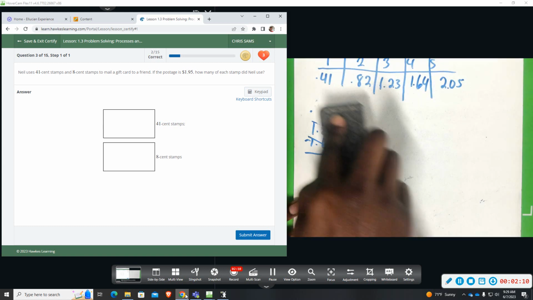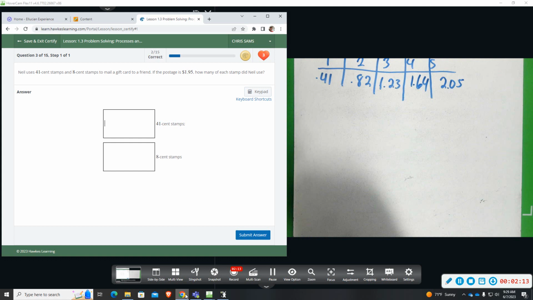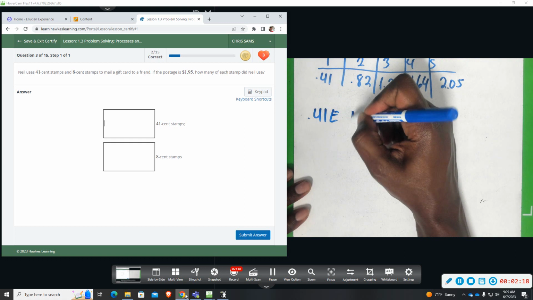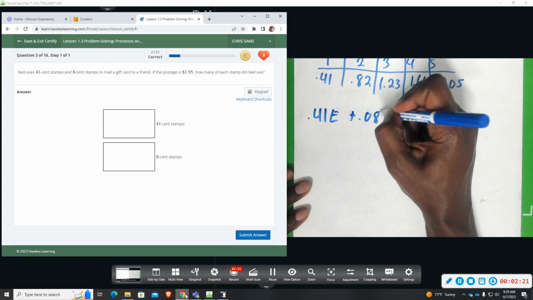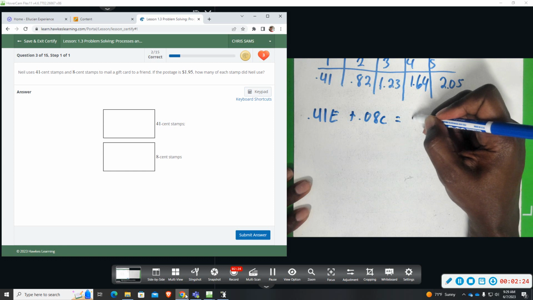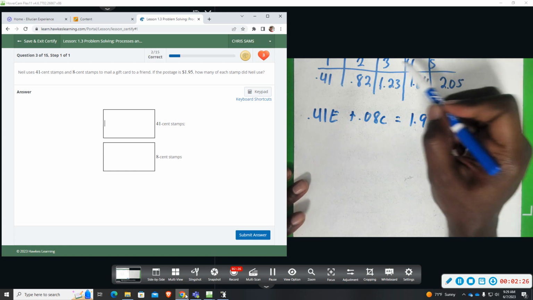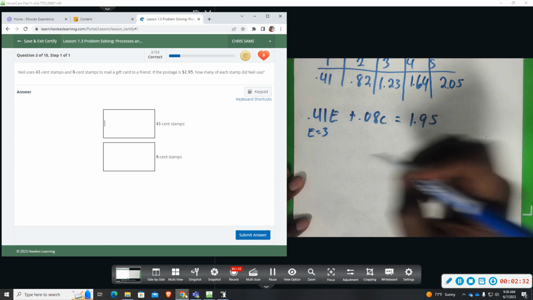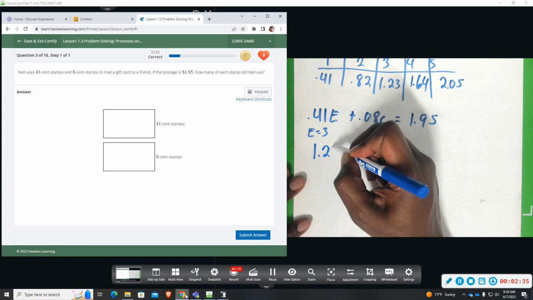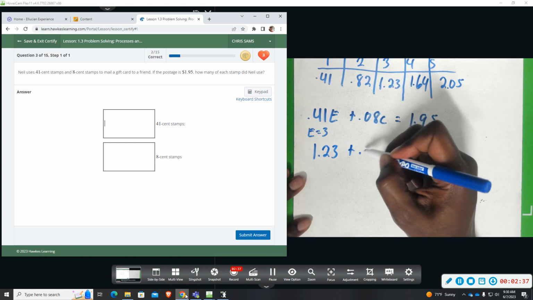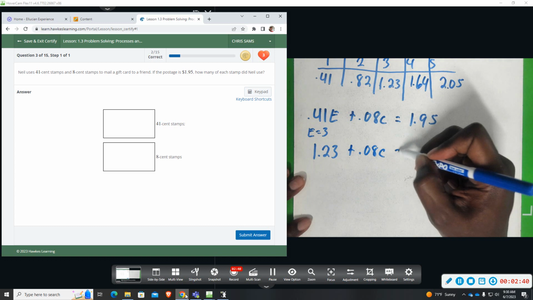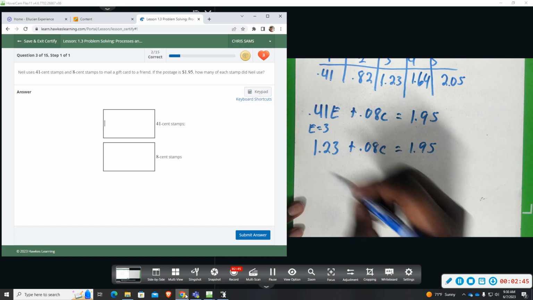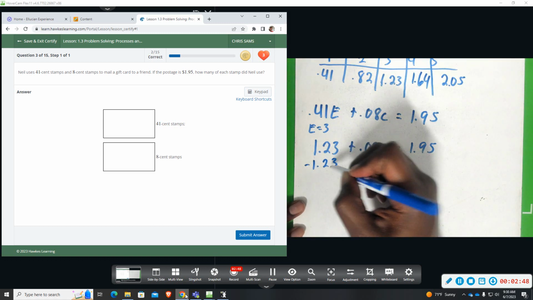Give us 1.23. 0.41 times E plus 0.08 times C equals 1.95. So if I was to use 3 of the more expensive stamps, so E equals 3 this time, that would cost 1.23 plus 0.08C equals 1.95. We're going to subtract 1.23 from both sides.